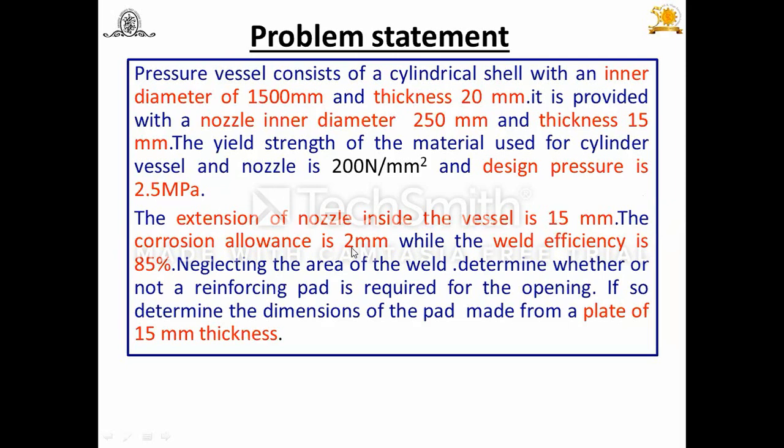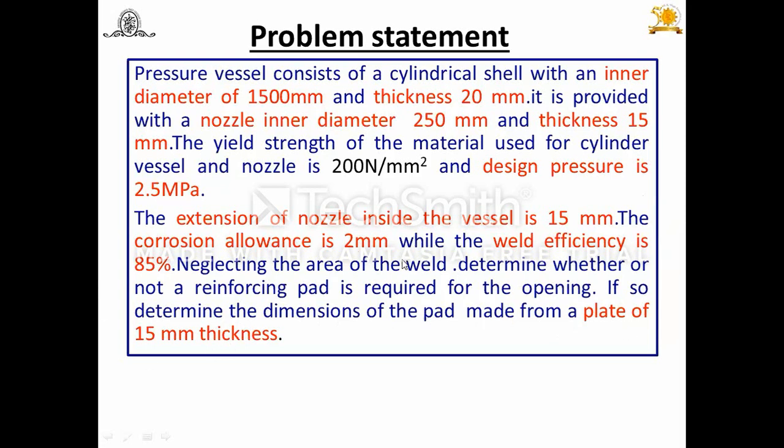That means H2. In this session, we have seen H1 and H2. Extension of the nozzle inside the vessel, H2, is given. The corrosion allowance is also given: Ca is equal to 2 mm, weld efficiency 0.85. Neglecting the area of the weld, determine whether or not a reinforcing pad is required for the opening. If so, determine the dimension of the pad made up of plate of 15 mm thickness.